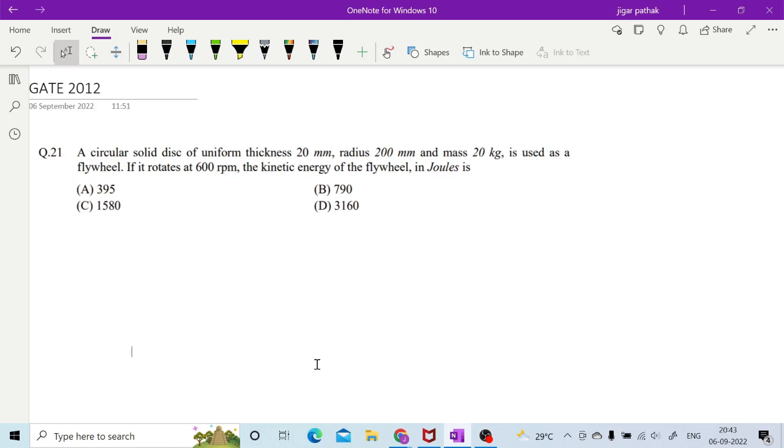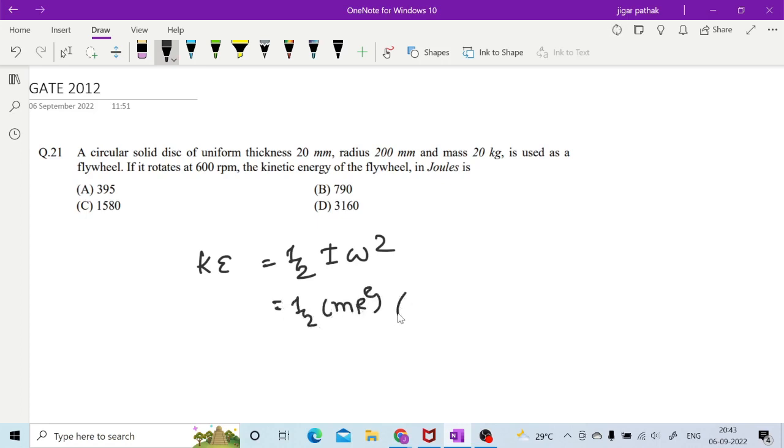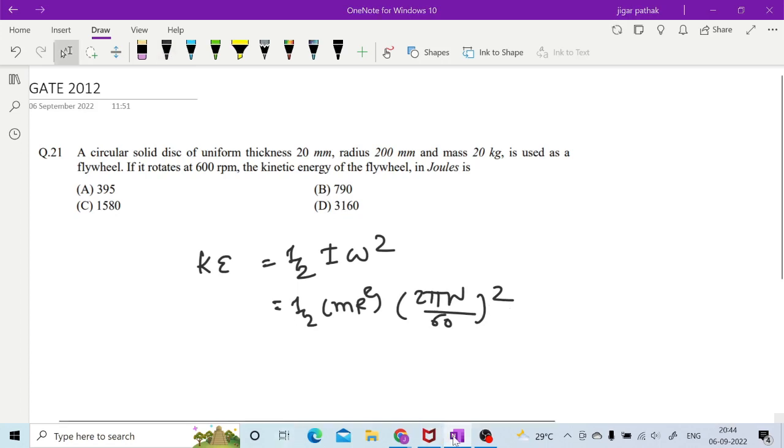Kinetic energy is nothing but 1/2 I omega square. I is m r square, the moment of inertia. So you can calculate. Omega is 2 pi N by 60. So everything is with you. Can you calculate? Type in your answer, or you can unmute and tell your answer.